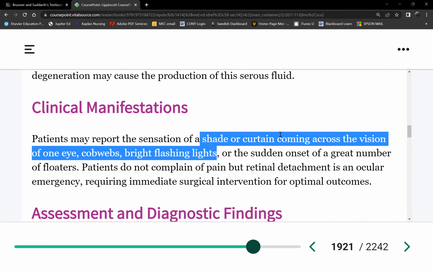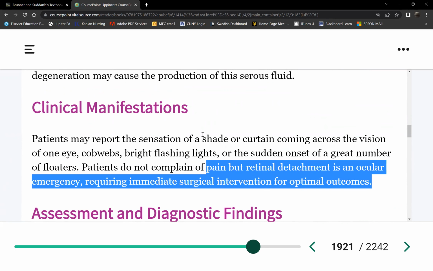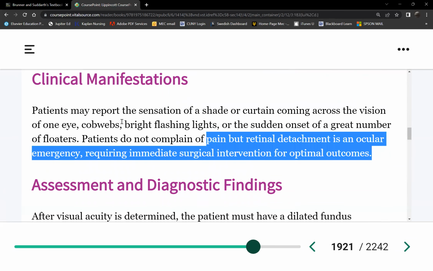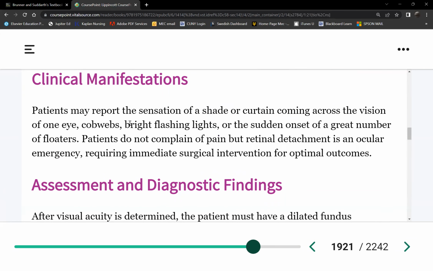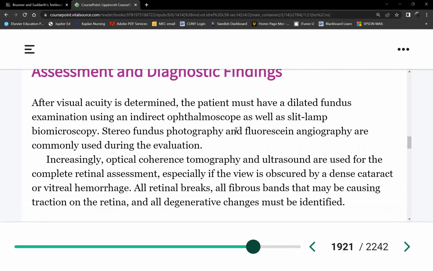So these are the other manifestations. There's usually no pain, but when you see bright flashing lights, that's never good. That's usually a surgical matter. So you call or go to the ER, for instance, and get treatment right away, because we can still fix it at that point, but not after years or months.